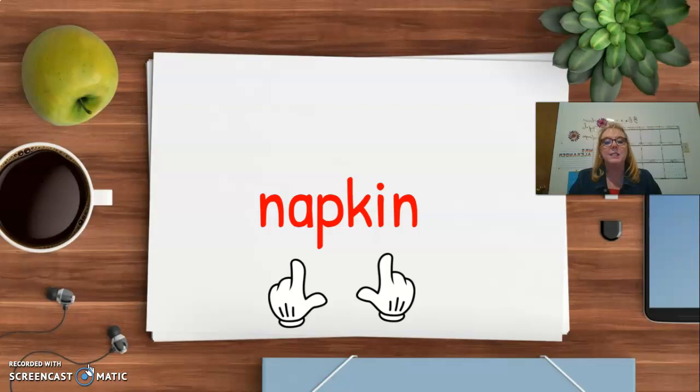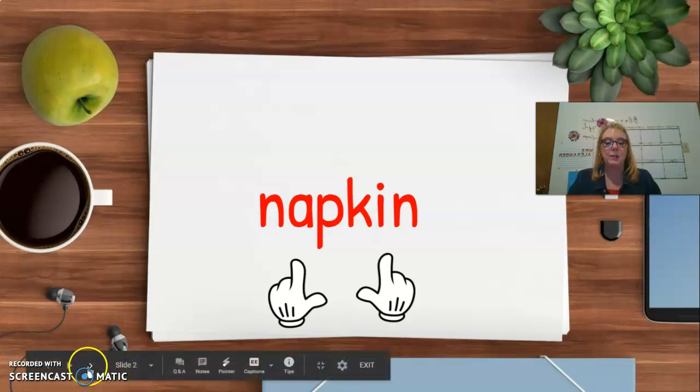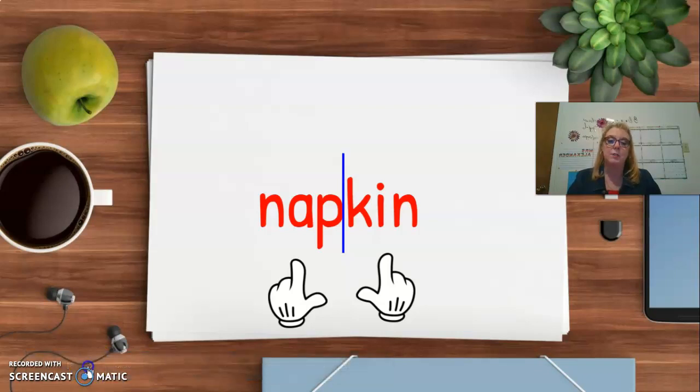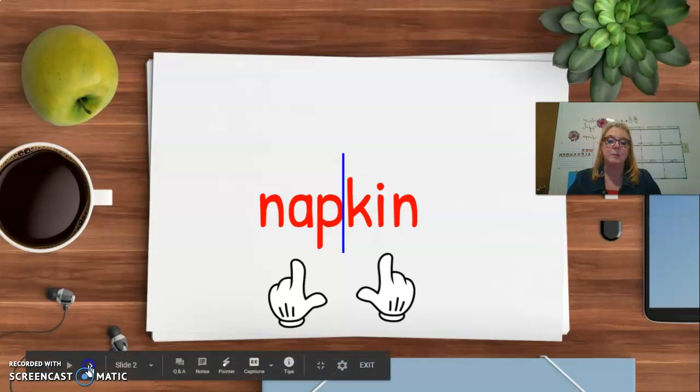So when 2 consonants stand between 2 vowels, we divide between those 2 consonants. In most English words, we will accent the first syllable. So let's go ahead and do that. Great. Now we're ready to look at each syllable.